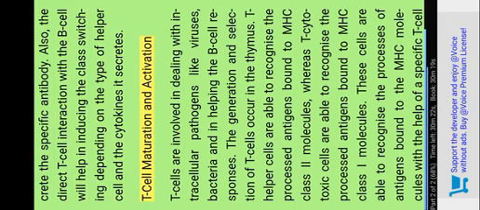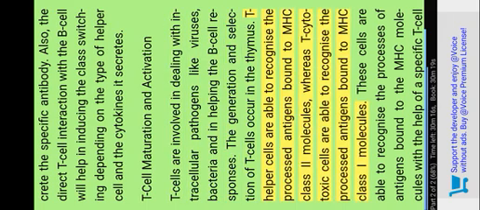T cell maturation and activation. T cells are involved in dealing with intracellular pathogens like viruses and bacteria and in helping the B cell responses. The generation and selection of T cells occur in the thymus. T helper cells are able to recognize the processed antigens bound to MHC class 2 molecules, whereas T cytotoxic cells are able to recognize the processed antigens bound to MHC class 1 molecules.